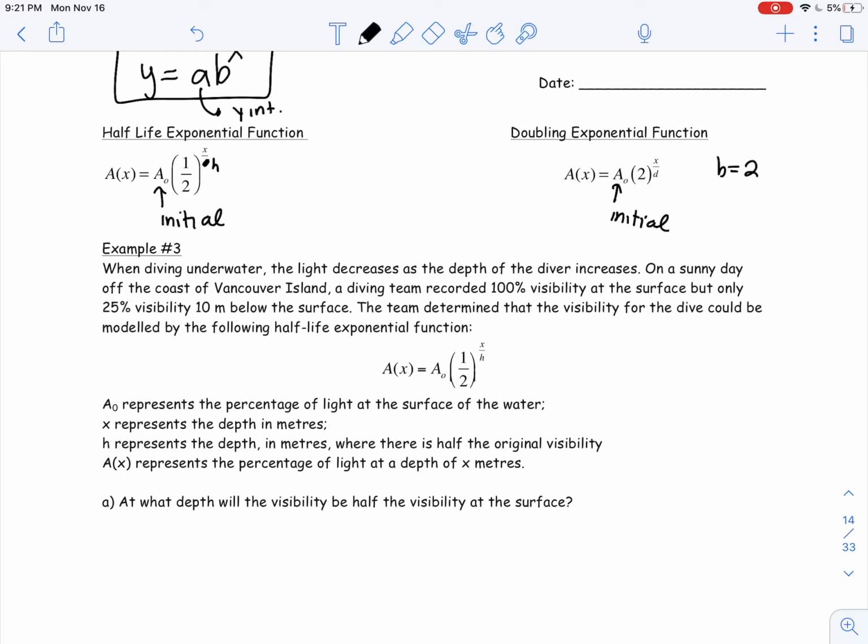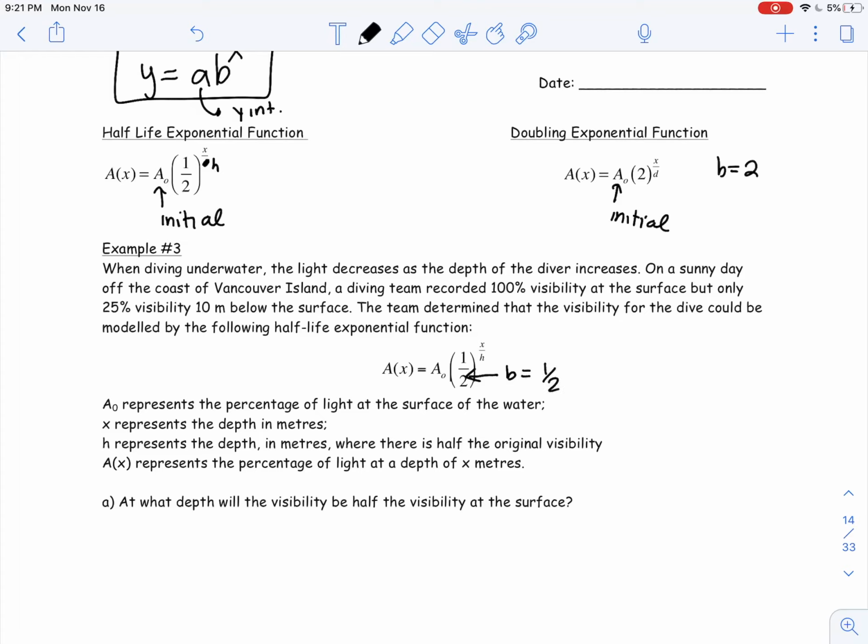And for this first example, example number 3. When diving underwater, the light decreases as the depth of the diver increases. So as you go deeper in the water, you're going to see less and less light. It gets darker and darker as you go down. On a sunny day off the coast of Vancouver Island, a diving team recorded 100% visibility at the surface, meaning right at the water, they have 100% visibility, but only 25% visibility 10 meters below the surface. The team determined that the visibility for the dive could be modeled by this half-life exponential function.